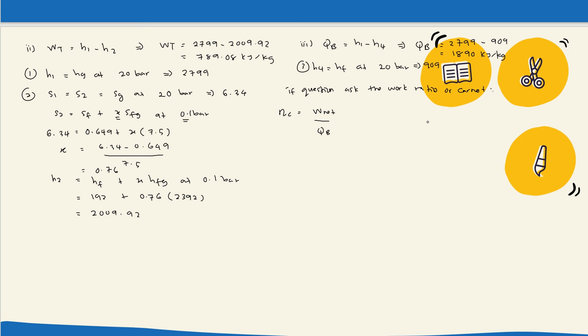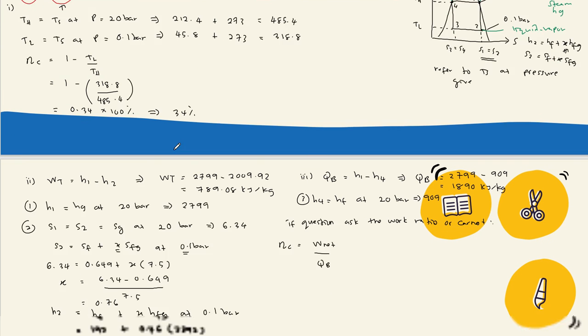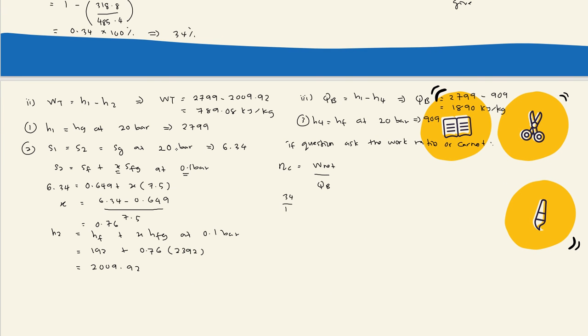And we also have the value of Q boiler. So the efficiency is 34%. We need to find the W net, and the Q boiler is here, 1890. So we will get the W net value: 34 divided by 100 times 1890. So the answer is 642.6. After you get the W net, you can calculate the value for the work ratio.